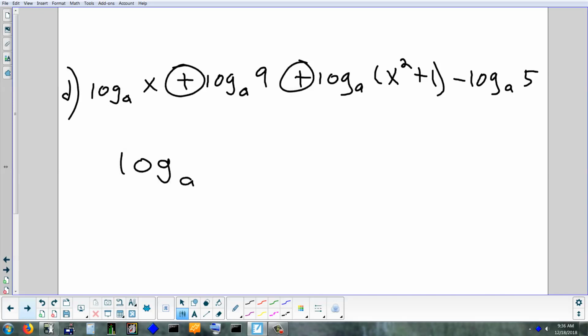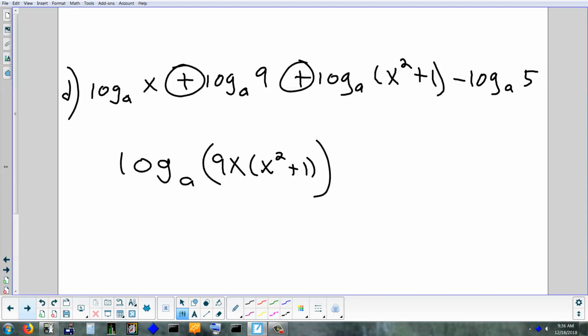Well, that's what they are now, but when you combine them, it's not addition. You're going to multiply them. x times 9 times x squared plus 1. How come I'm not saying times 5? Because that's a minus. That's different. So x times 9, well, we normally write that as 9x times x squared plus 1.